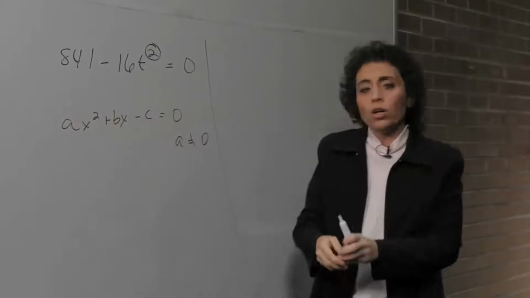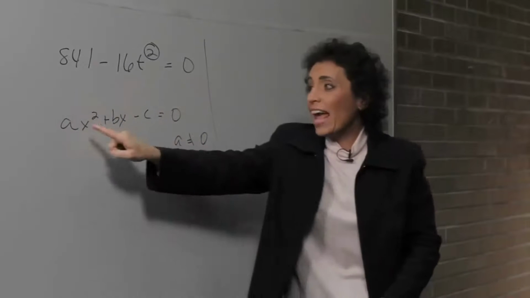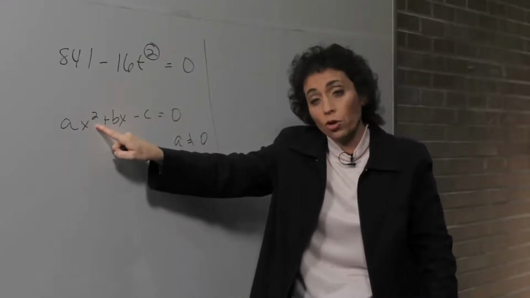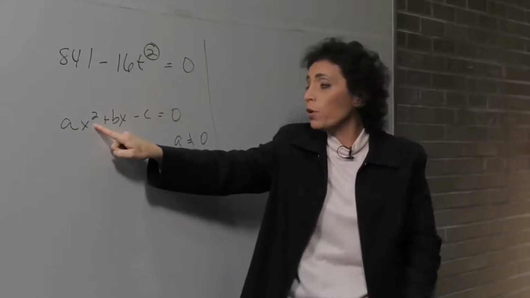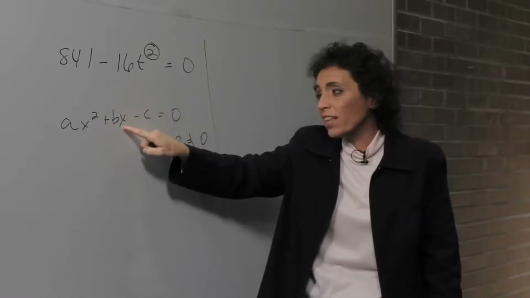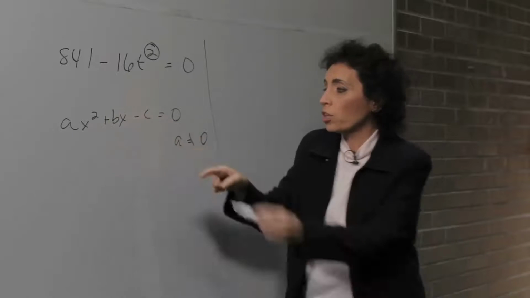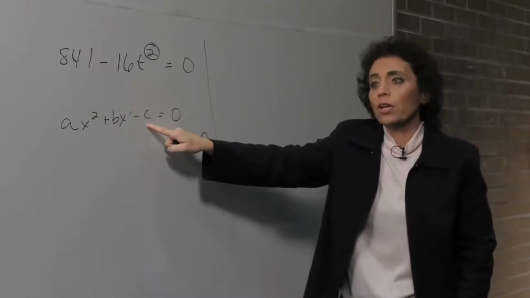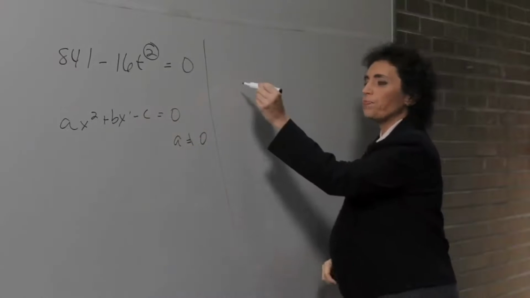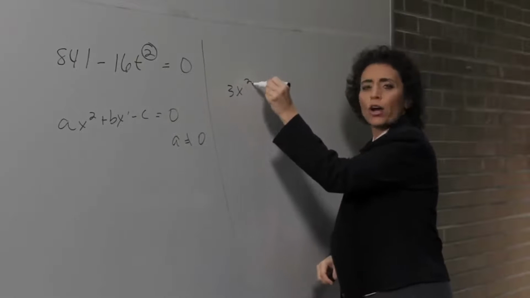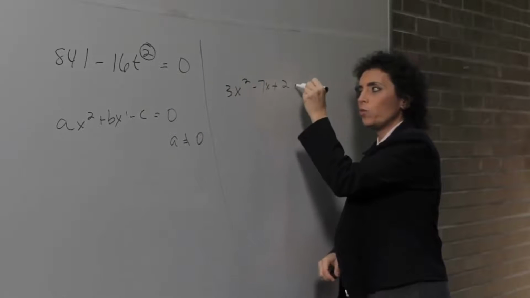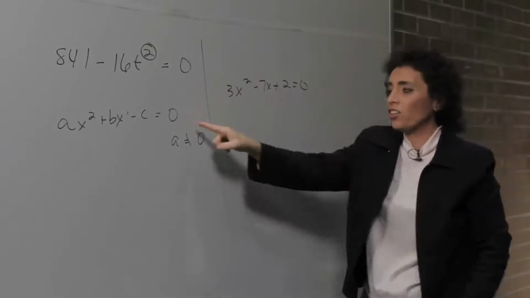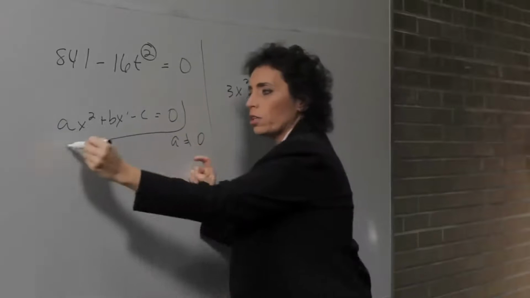Now, you need to understand that a is always the coefficient of the x squared, or the quadratic term, and this is on that slide or in your workbook. b is the coefficient of the linear, or the x to the first power term. c is the constant term. So in a problem like 3x squared minus 7x plus 2 equals 0, that's a quadratic equation, and it's in standard form.